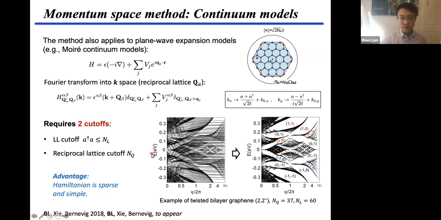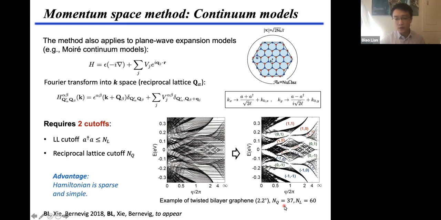The result doesn't really depend on K0. The difference is that now one requires two cutoffs. One is the cutoff in the Landau level number, which I call NL. The other is the reciprocal lattice cutoff. In general the lattice is infinite, but for practical band structure calculations, one always needs to take a reciprocal lattice cutoff NQ, basically the number of Brillouin zones enclosed in this model.